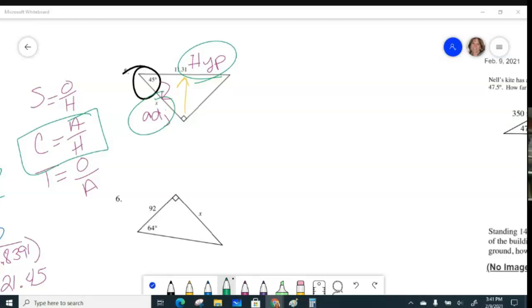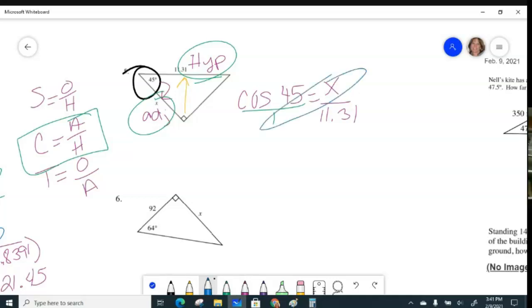Okay, so cosine is the function that we're going to want to go with. So the cosine of 45 degrees is going to be equal to the adjacent side, which is x in this case, over the hypotenuse, which was 11.31. So at this point, we will place this over 1 and cross multiply. So 11.31 times the cosine of 45 degrees.